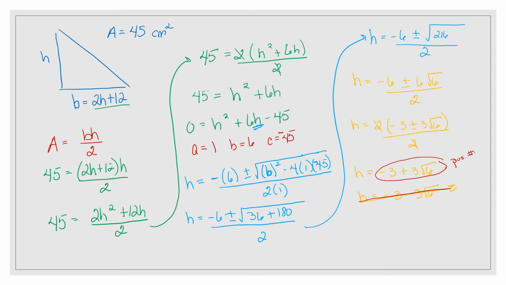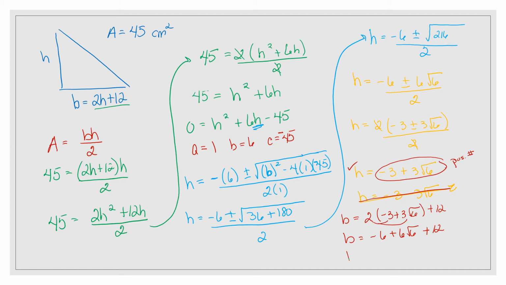All right, so just found the height. The height is equal to negative 3 plus 3 square root of 6. Got it. But now I also need the base. And the base is going to be 2 times the height plus that 12. All right, so let's see. Negative 6 plus 6 square root of 6 when you distribute the 2, right? Plus the 12. This first 2 terms is what you get when you distribute that 2.